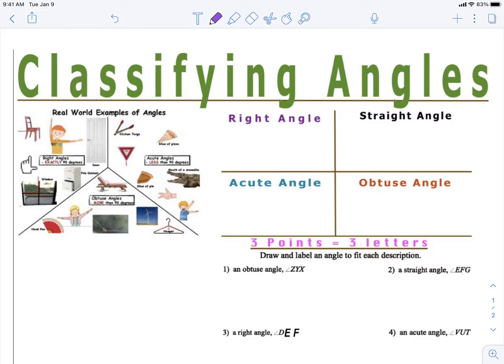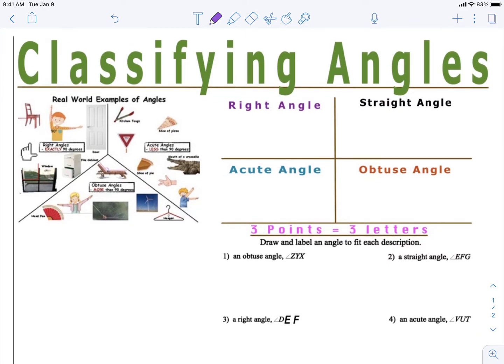All right, everybody. So we are here for some geometry notes. These notes are called classifying angles, so we're going to talk about angles today. Make sure that you have paper and pencil out, ready to go to take notes, okay?